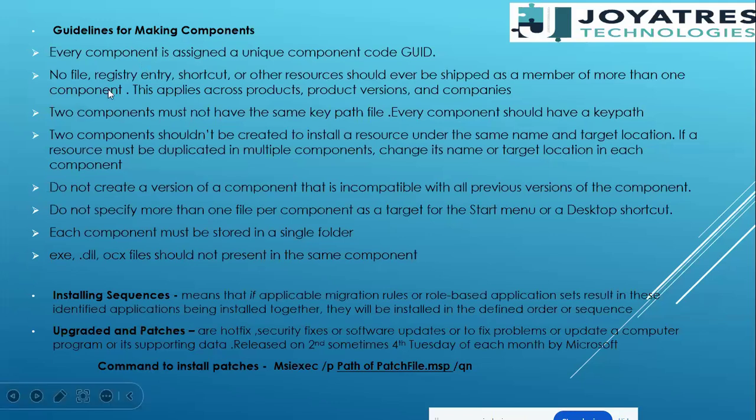Then the second guideline is that no file, registry entry, shortcut, or other resources should ever be shipped as a member of more than one component. This applies across product versions and companies. For example, because a component has files, registry entries, and shortcuts, each should be a member of only one component. This means if you have two components, it should not be that both components contain the same set of files, registries, and shortcuts. It should be unique.